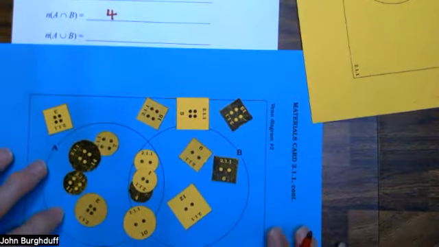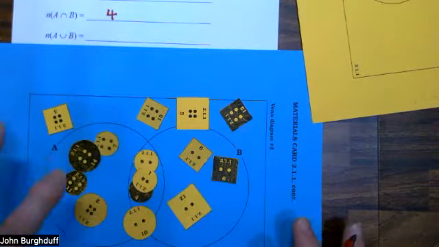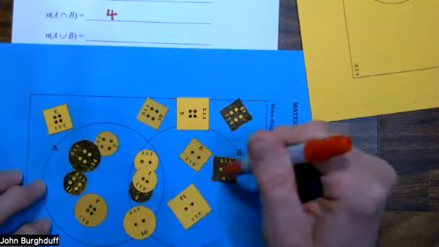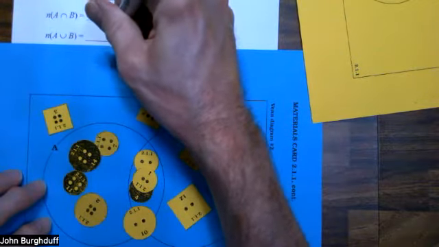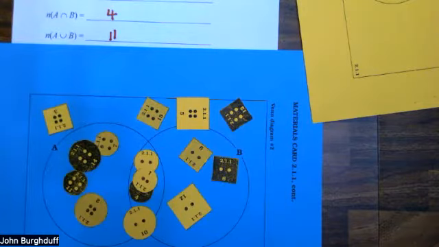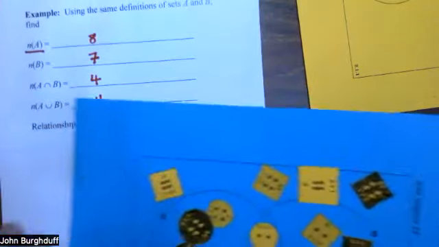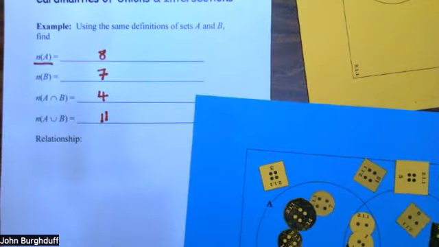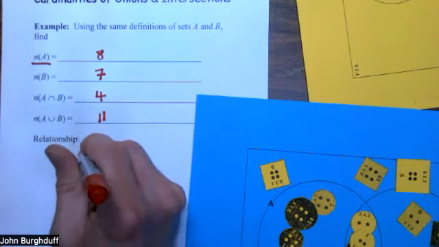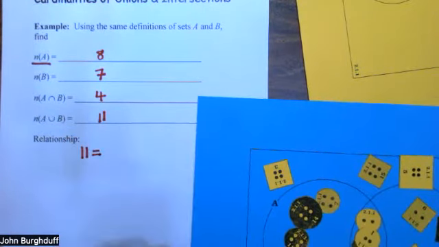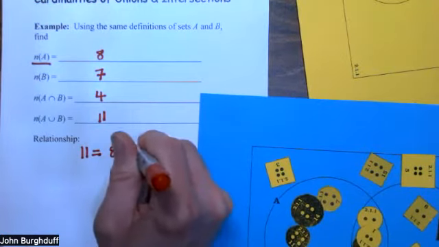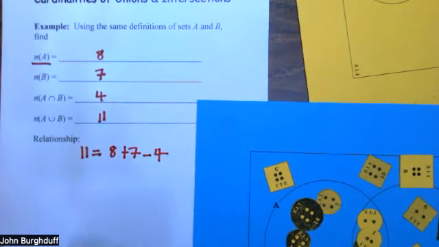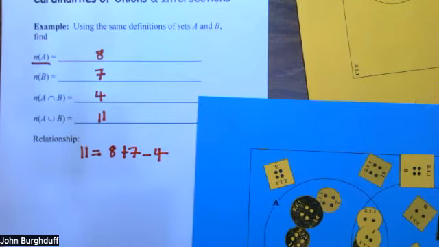Whereas the union, like a labor union, means we're all in this together, whether you're in A or whether you're in B, take everybody. 1, 2, 3, 4, 5, 6, 7, 8, 9, 10, 11. And I'm seeing 11 of those. Now, the interesting thing is there is a relationship between these numbers that will make a lot of sense when you think about it. Let me show you what it is. Notice that the number 11, you can get that by taking 8 plus 7, which is 15, minus 4.